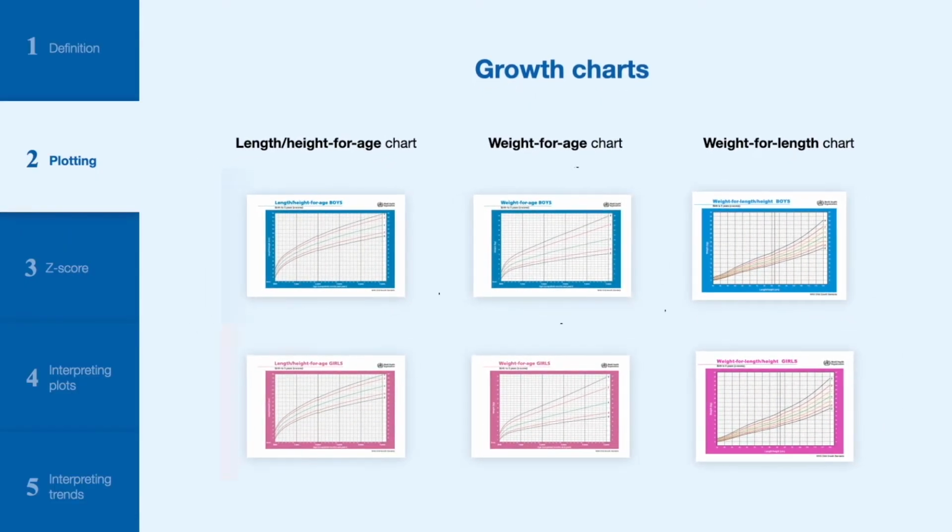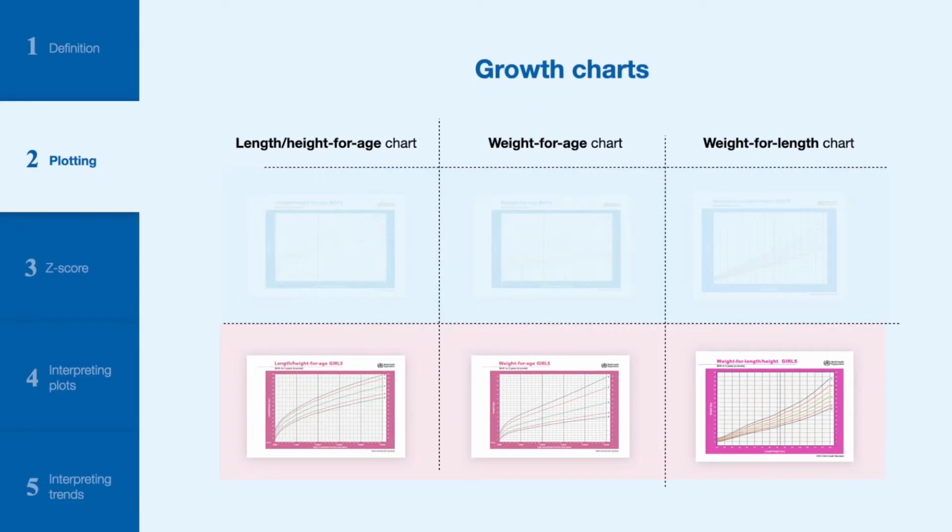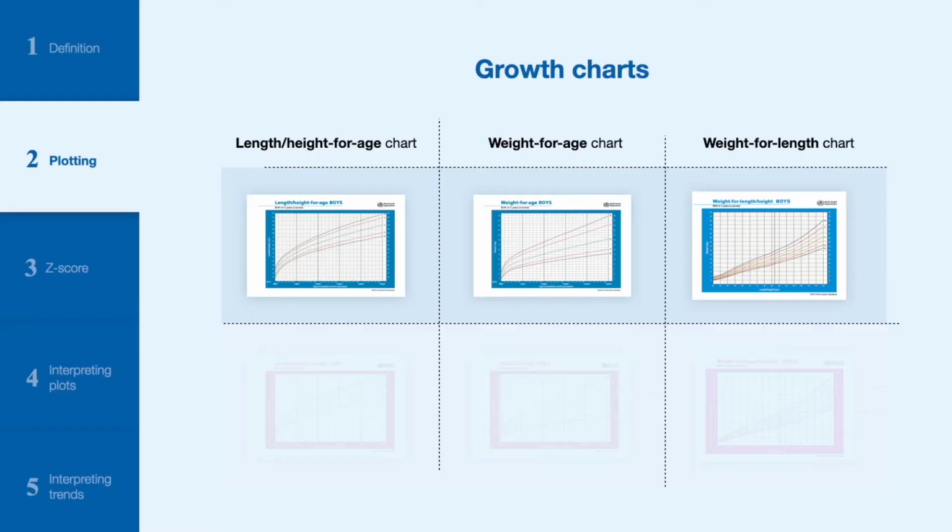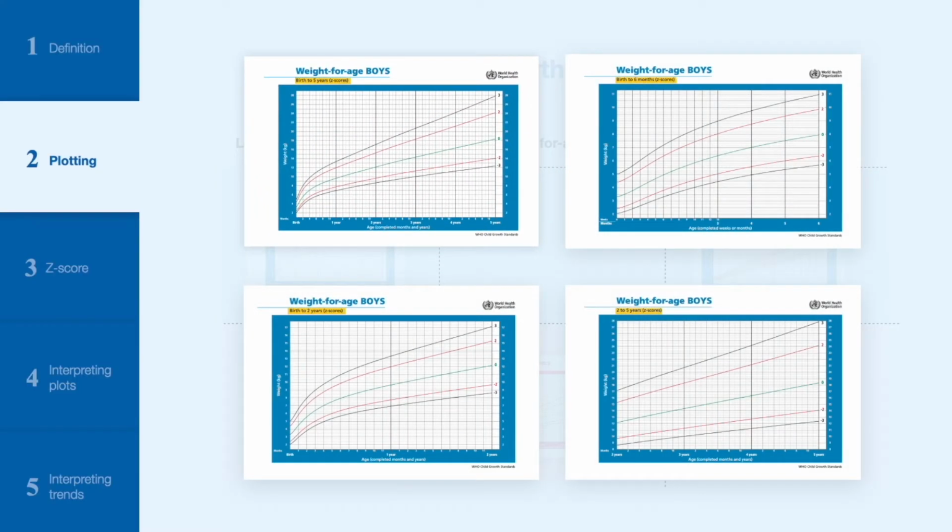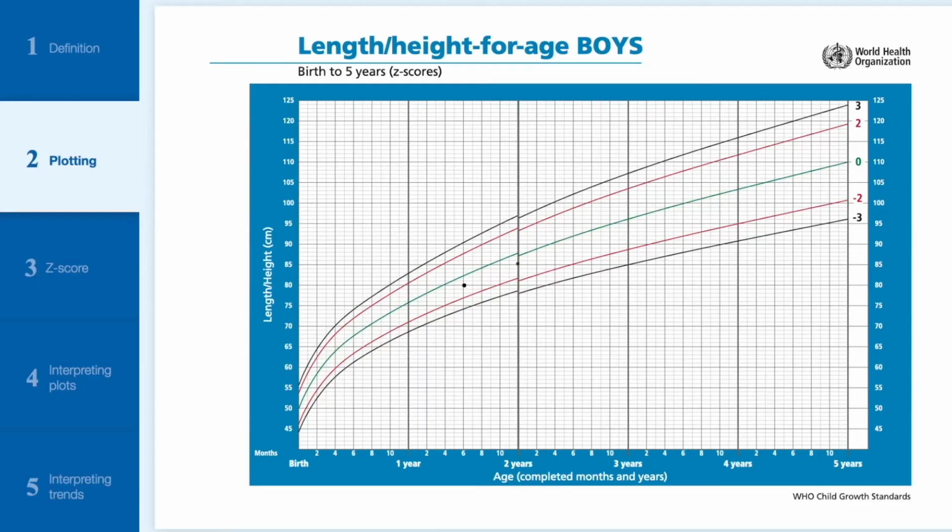Ensure that you are plotting on the correct growth chart, as they differ for girls and boys, age groups, and each growth chart differs according to what parameter is on the X and Y axis. Age is always on the X axis, weight will always be on the Y axis, and length or height can be either. For example, here is your weight for age chart, weight for length chart, and length for age chart. Plot as precisely as possible and connect adjacent points to observe a trend over time, which we will come back to later.